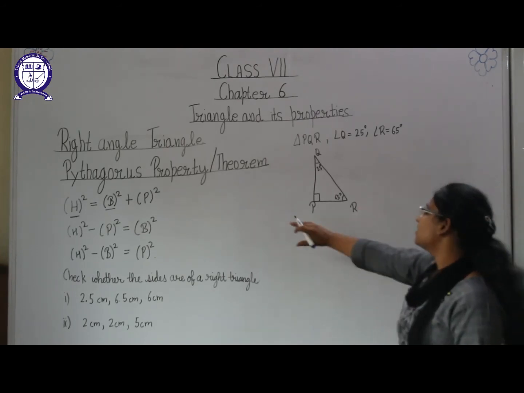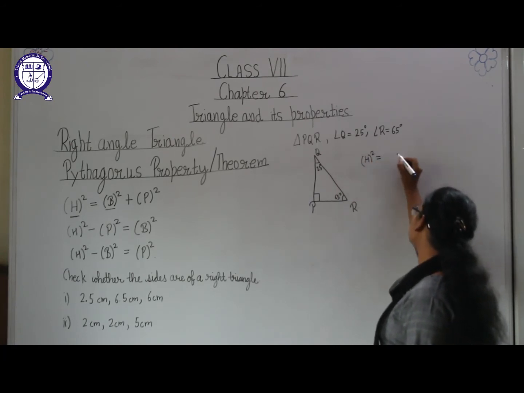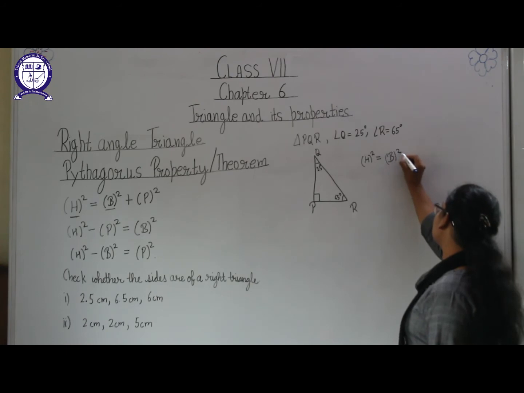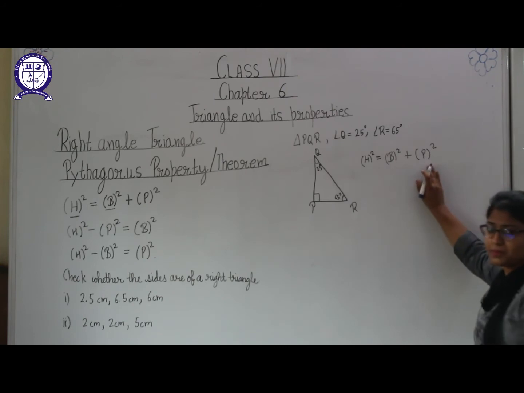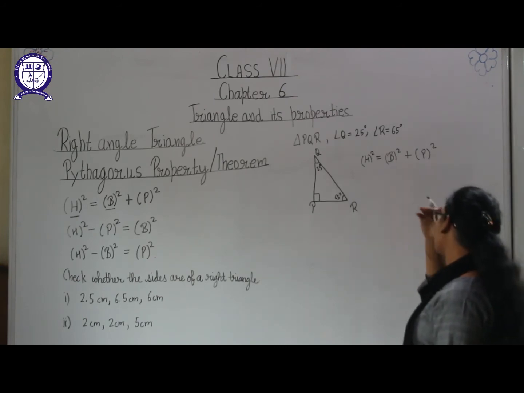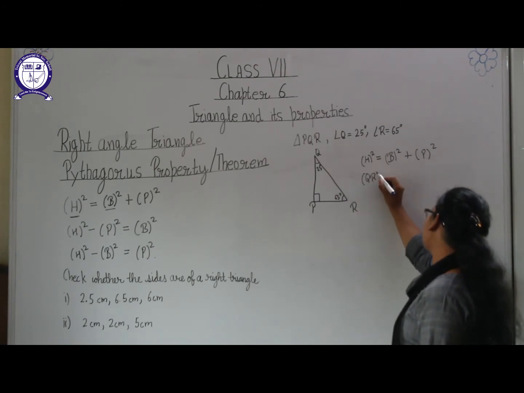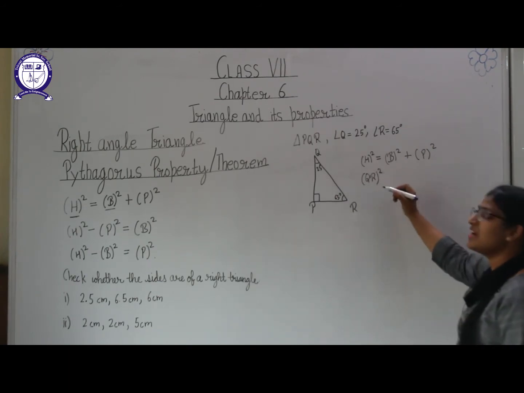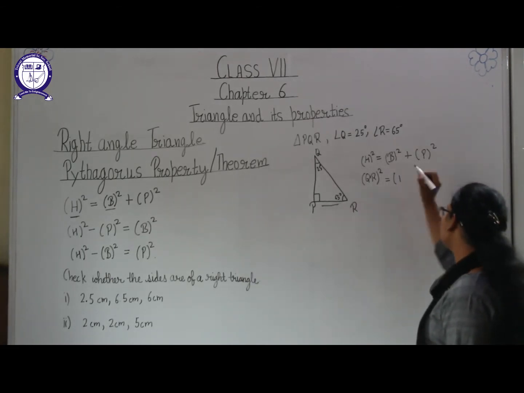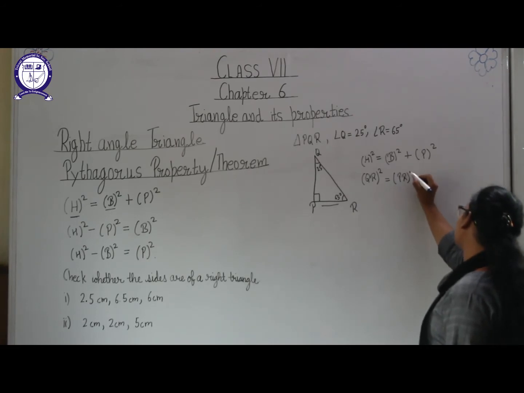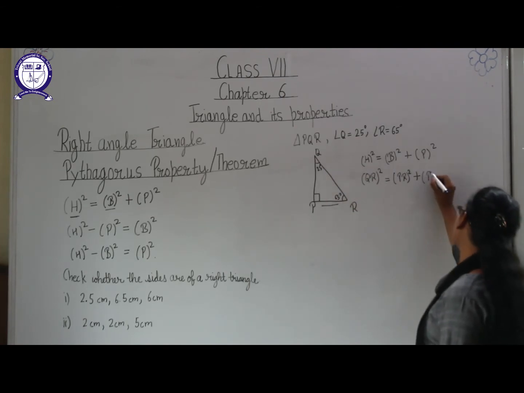So according to Pythagoras theorem, what will we write? We know that hypotenuse square is equal to base square plus perpendicular square. So here hypotenuse is QR. In place of hypotenuse we will write QR, or we can write RQ. Both are the same thing. For base we will write PR because this is the base, and perpendicular is this, so we can write PQ here.